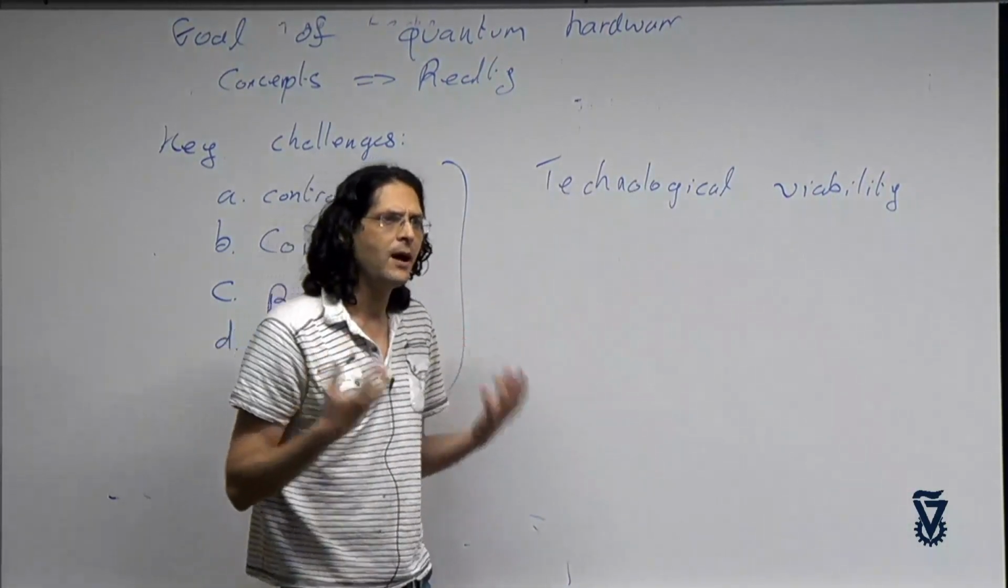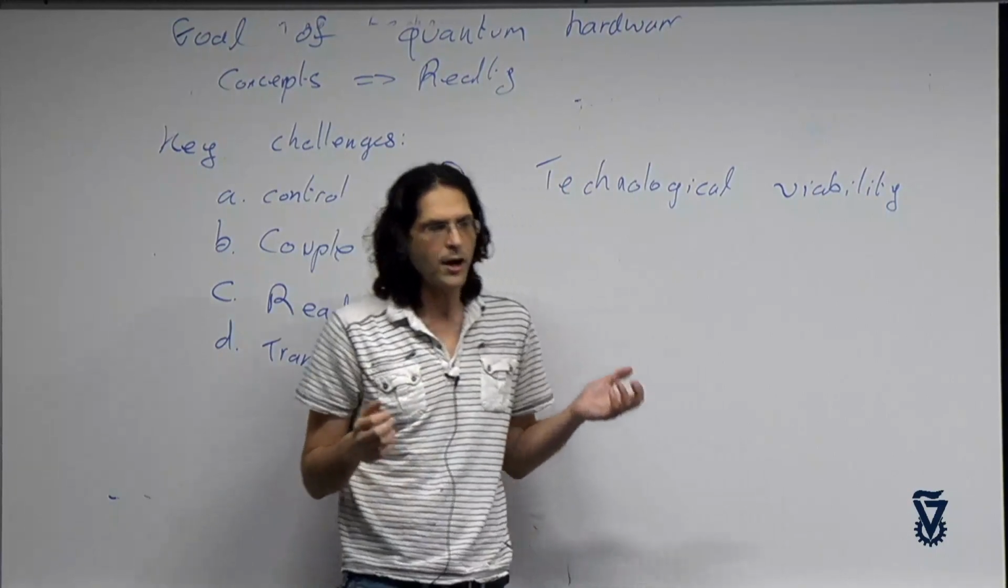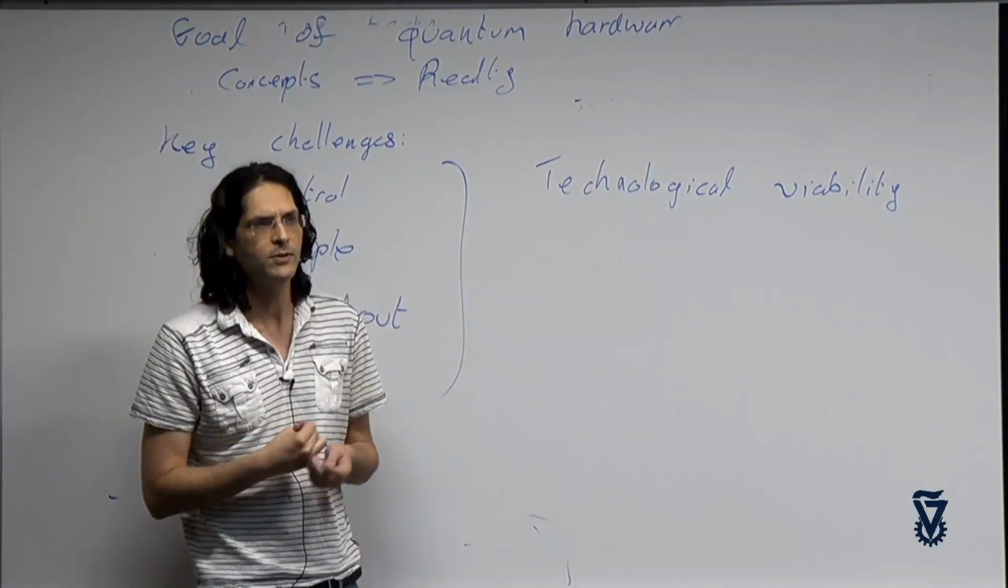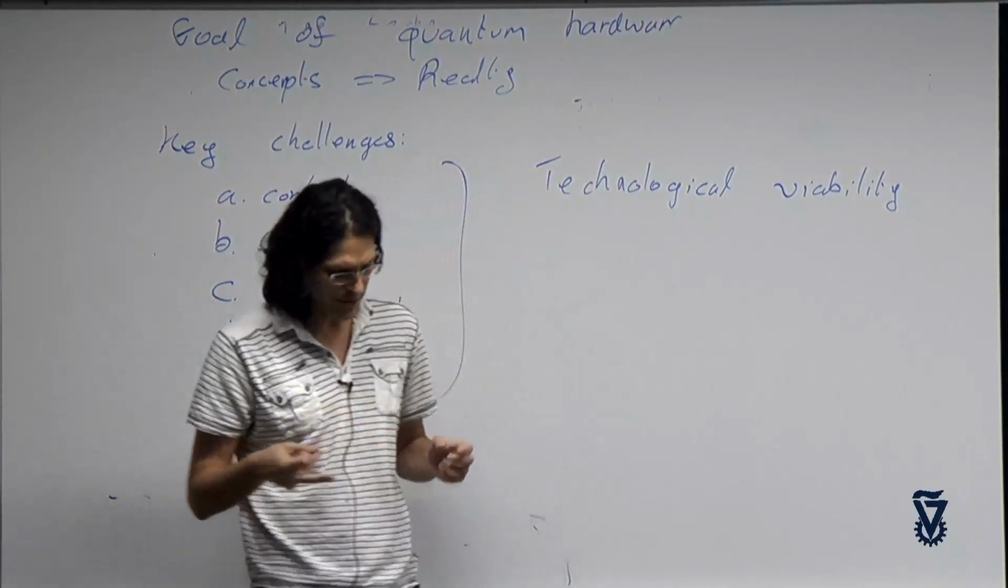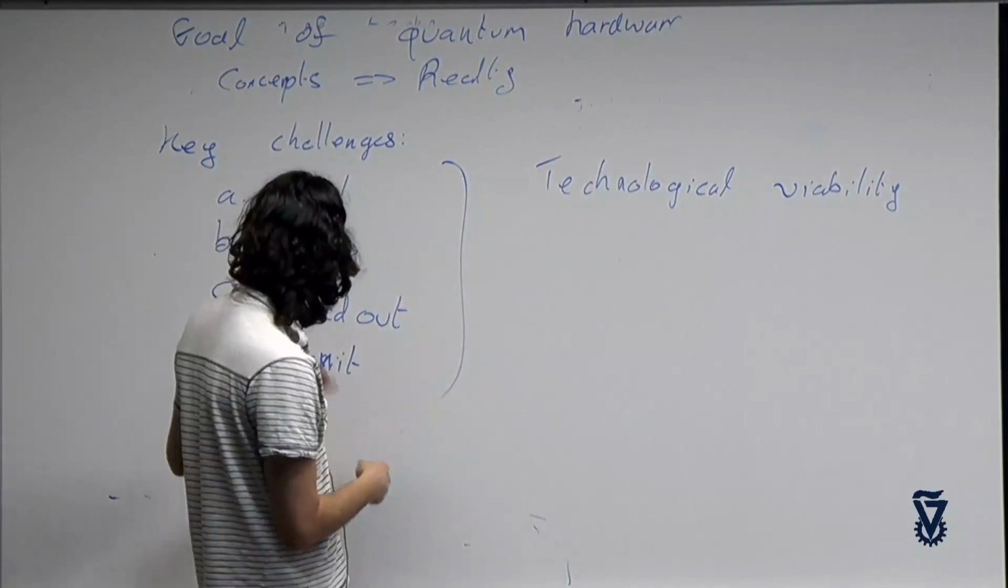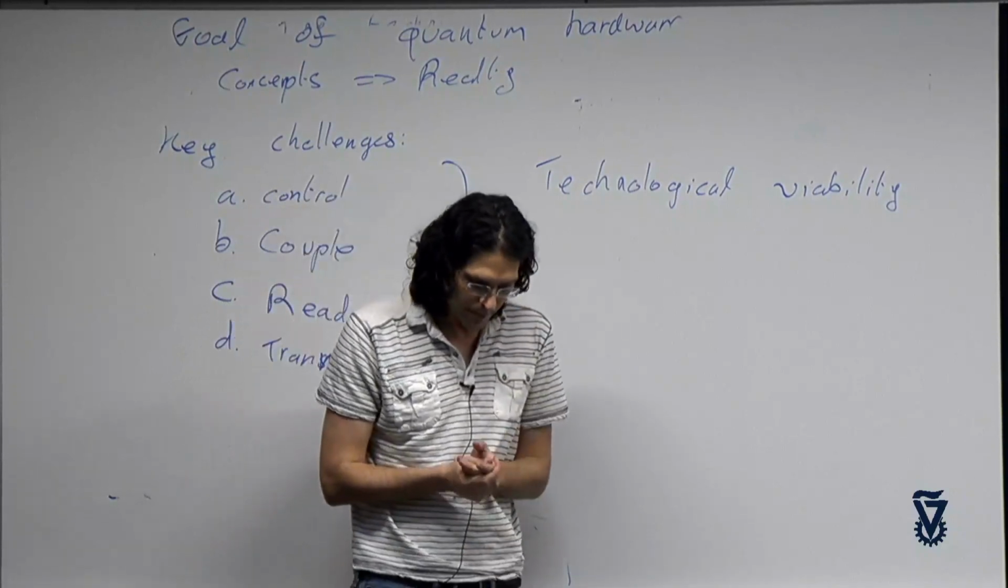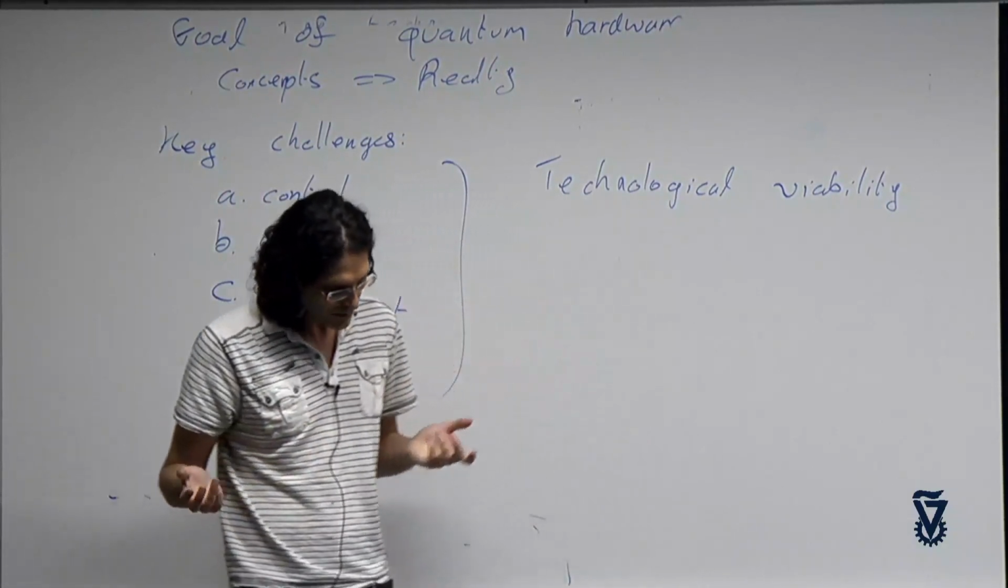If we're talking about computing here, then the coherence times of these qubits need to be enough. The fidelity of your operations needs to be enough. The speed of your operation needs to be enough. You need to be able to scale it. And these are big challenges.